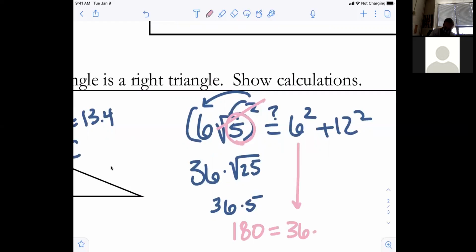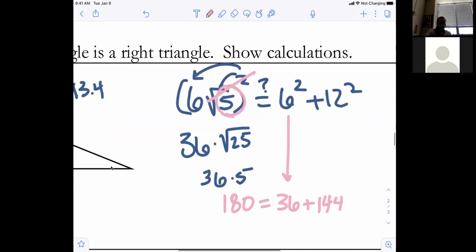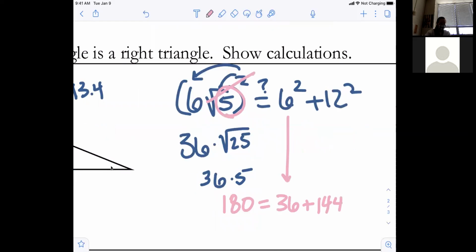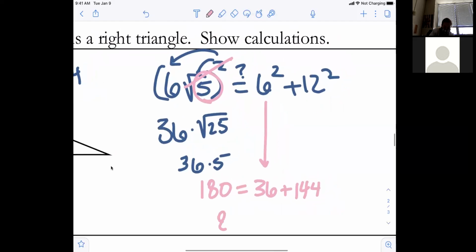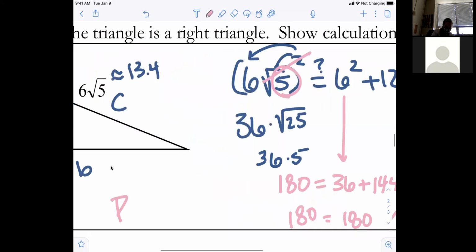Okay. I'm just going to carry this down. 6 squared is 36. 12 squared is 144. You guys probably were like, oh yeah, I got 6 squared and 12 squared, but 6 root 5 squared, are we okay with that now? We get that it's down to 180. And now I'm going to do 36 plus 144, and that equals 180. So is this a right triangle or an acute or obtuse triangle? It's a right triangle.